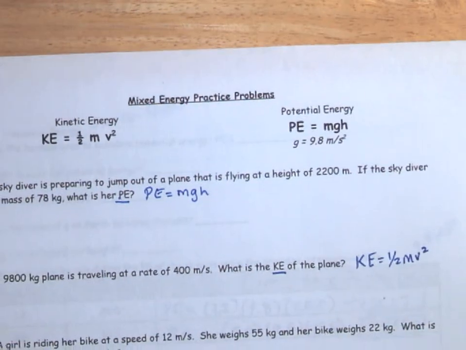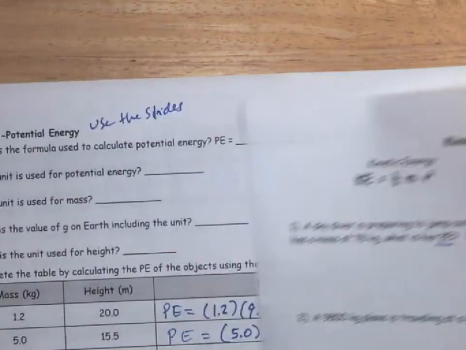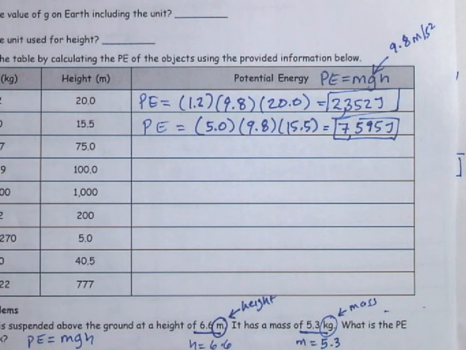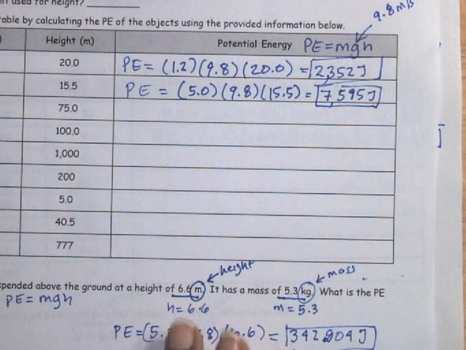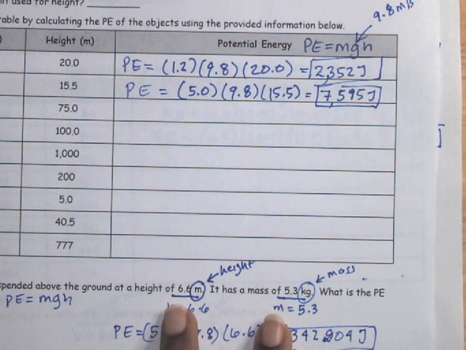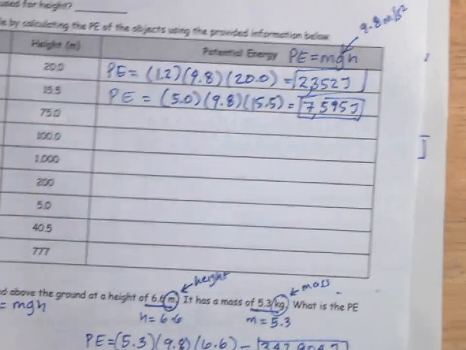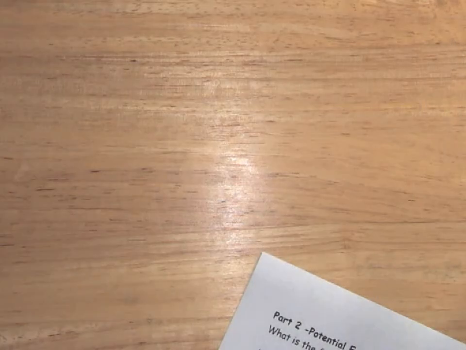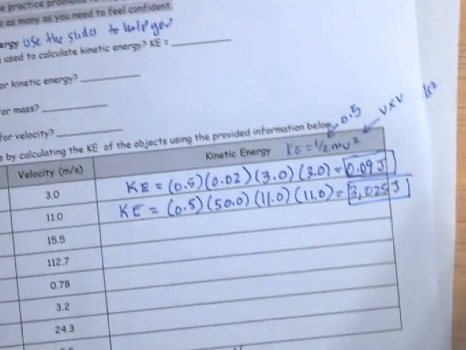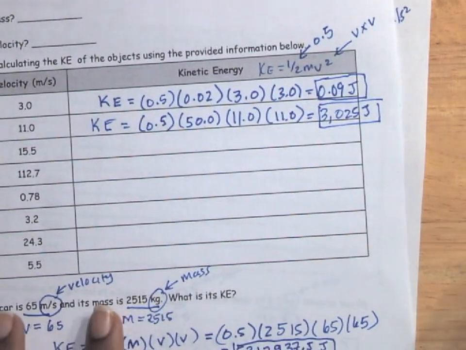Once you have that down, you're going to do what you did in the previous problems. If you're looking for PE, you're going to look for mass and height. So there's height here, here's your mass. If you're doing it for KE, you're going to look for your mass and velocity. So you're going to identify key information in the problem.